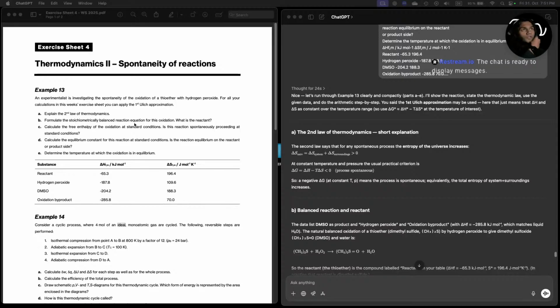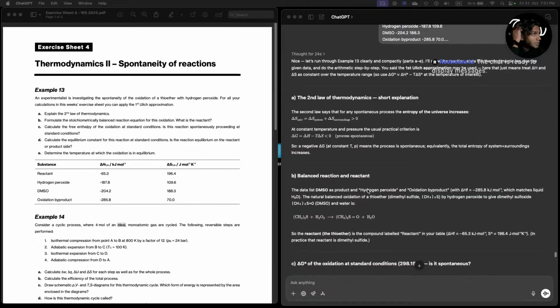We have to formulate the balanced equation. What is the reactant? Reactant, product, right? What's the reactant? Oxygen? I don't know. The data lists DMSO as product and hydrogen peroxide as oxidation byproduct.